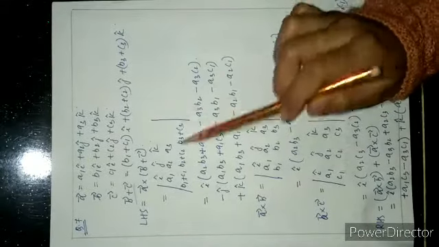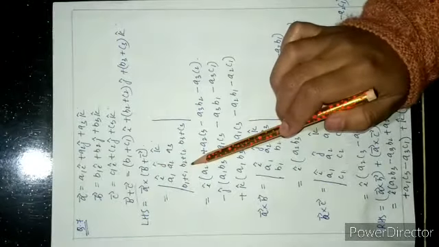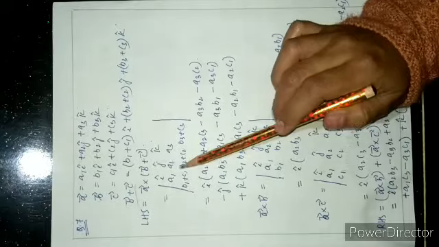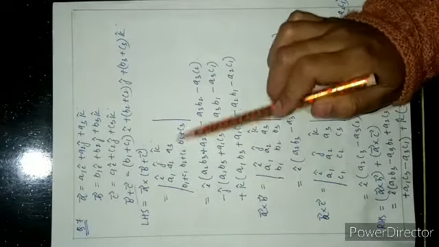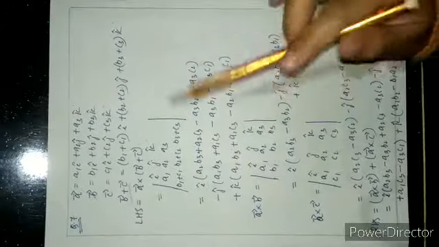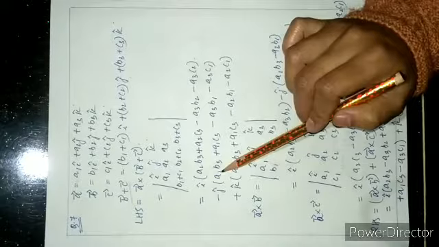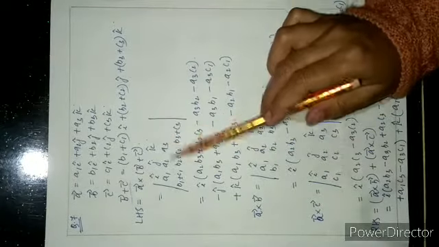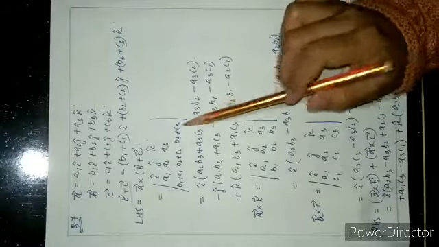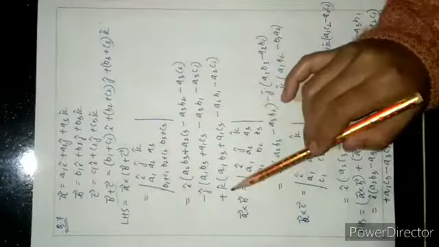In the first term. Second term: minus J cap. Find the determinant obtained by deleting first row and second column: A1, A3, B1 plus C1, B3 plus C3. By expanding this determinant, we have A1 into B3, A1 into C3, minus A3 into B1, A3 into C1, minus, plus K cap.